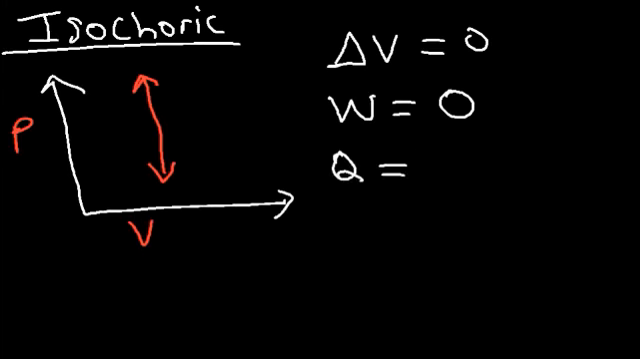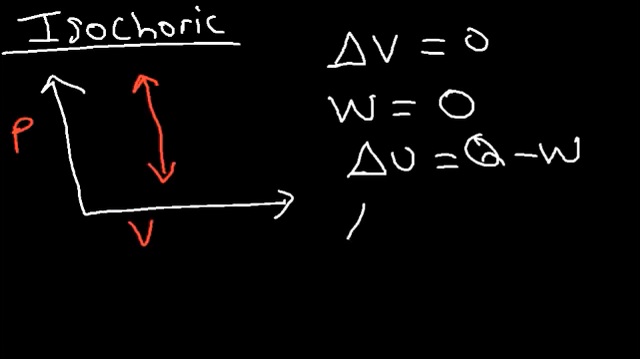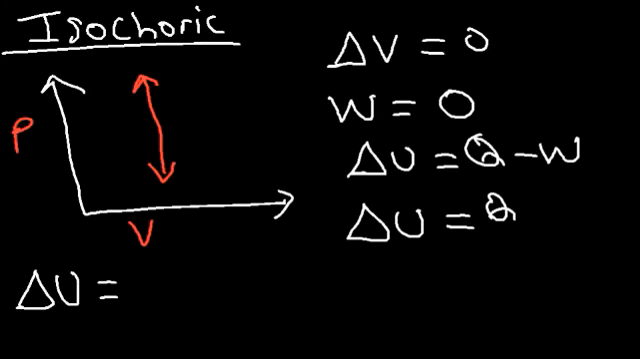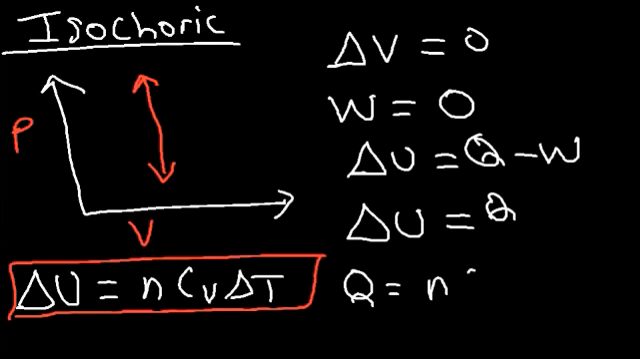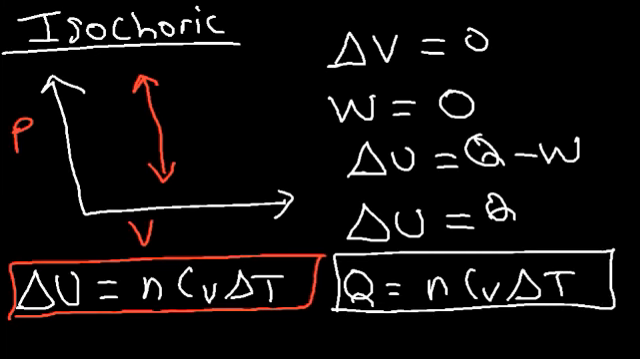I mean, not W, but delta U. So this equation still applies. Delta U is Q minus W. And since W is 0, delta U equals Q. So you can use this equation to find delta U. nCv delta T. This will always work. And Q is also equal to nCv delta T because the volume is constant. So those equations are the same since they equal each other.